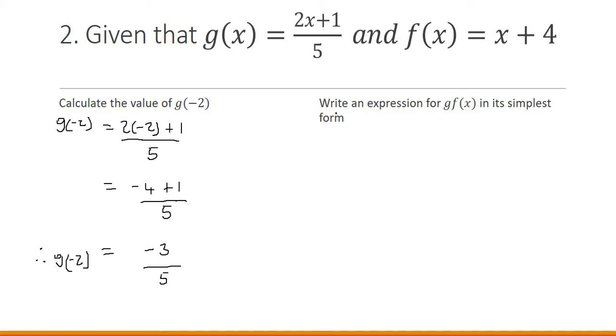Now for part B of the question, write an expression for g of f of x in its simplest form. So what this means, we are putting the function f of x into the function g. So we can write back this statement as g of f of x, but instead of writing f of x, we are going to write x plus 4, because f of x is equal to that. So it's going to be g of x plus 4.